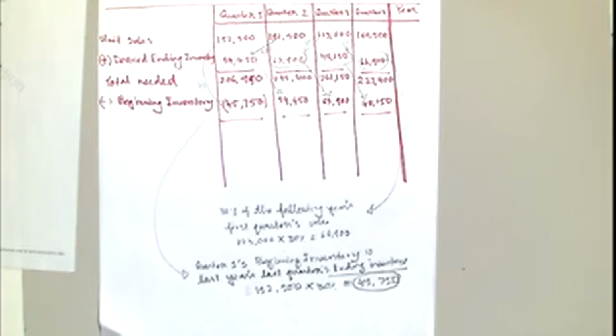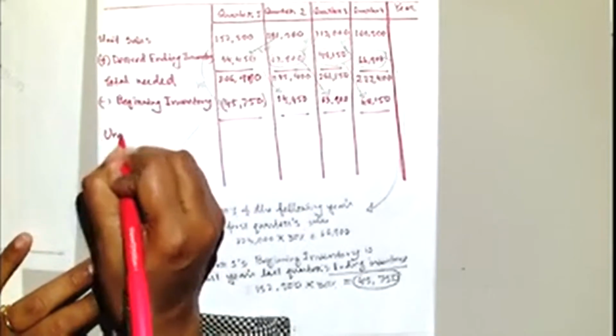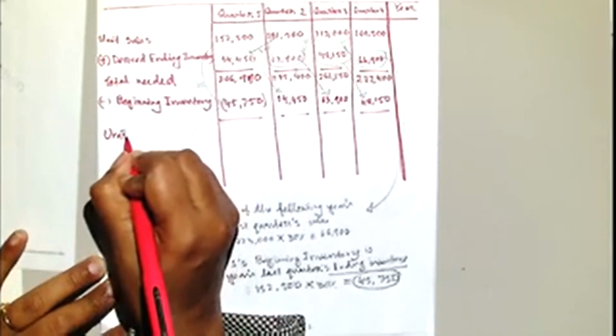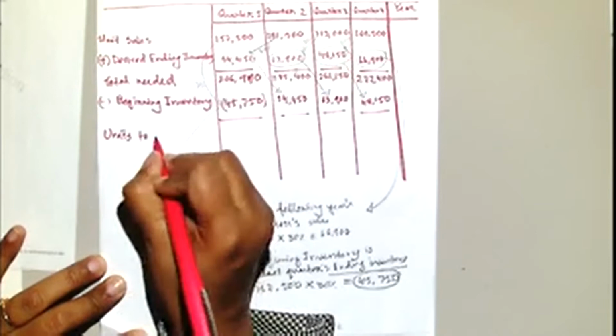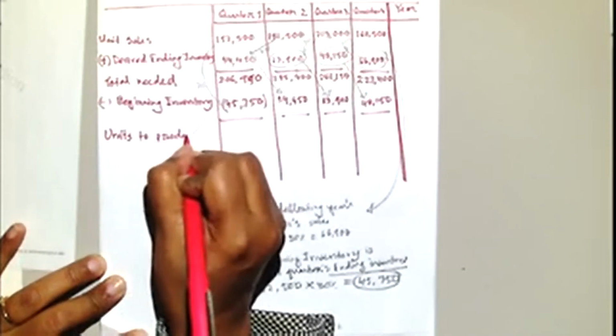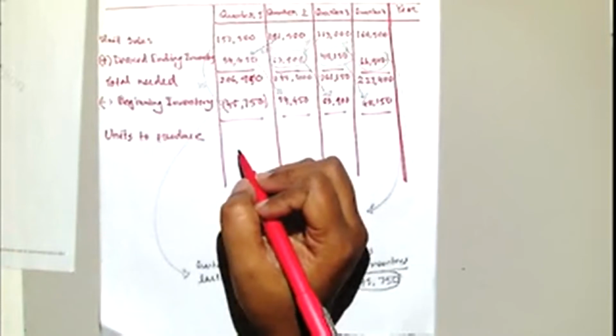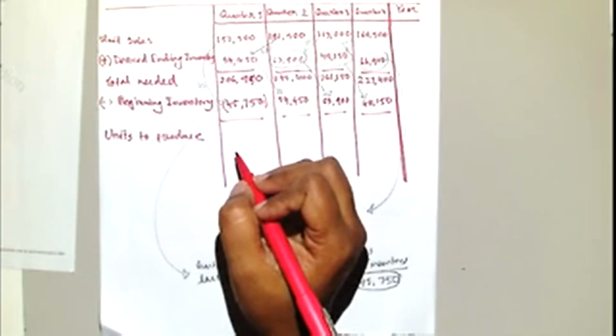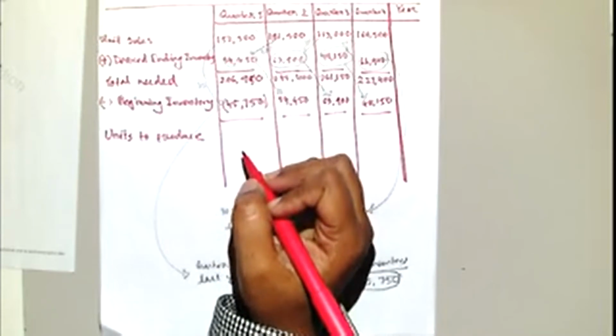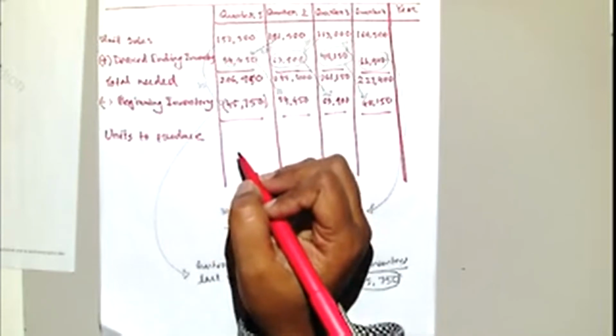In the meantime, you can check all those totals and tell me the number. So this is your units to produce. This will tell you for each quarter how many units you have to produce. So tell me your units to produce for quarter one. Who wants to help me? Yeah, come on, Anthony.